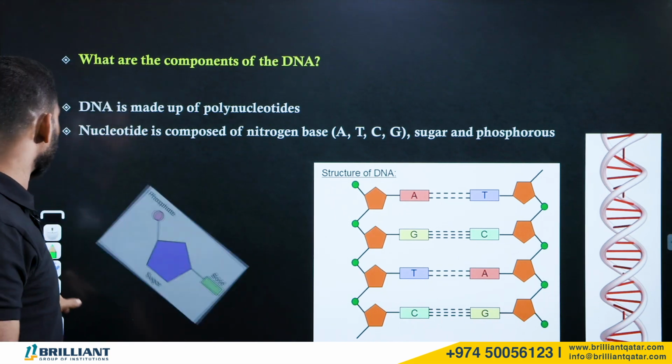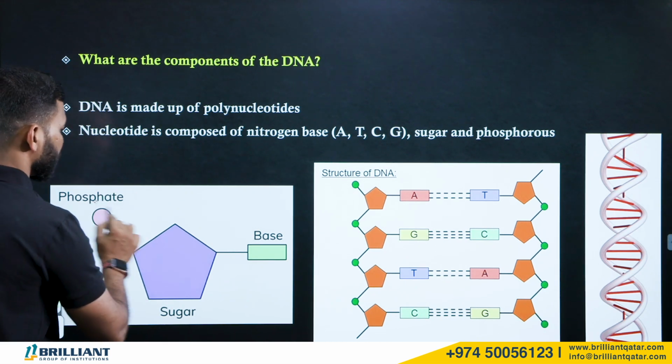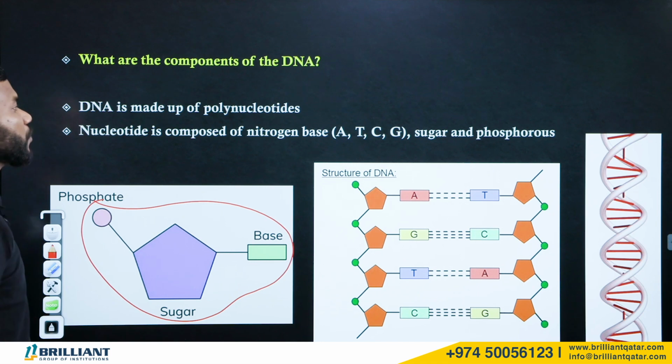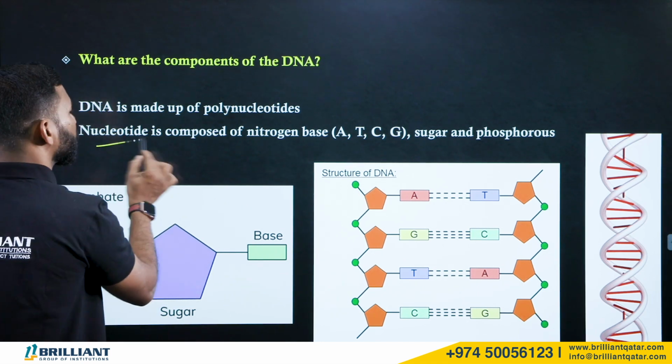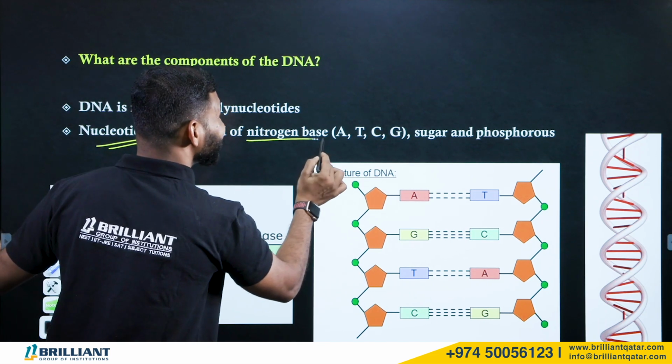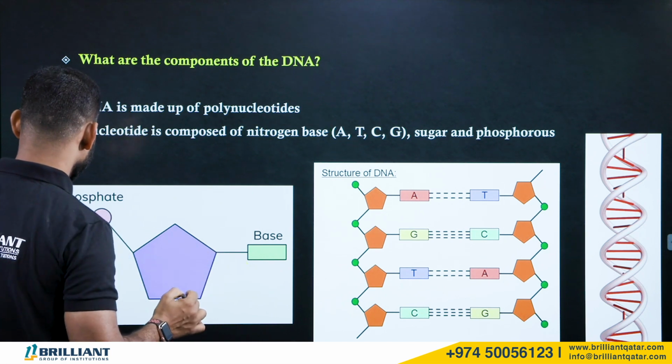Now can you see what a nucleotide is? So you may have a confusion. What is a nucleotide? This is one nucleotide, you can see. One nucleotide means what all things are there? One nucleotide is composed of a nitrogen base. Please note it down. This is the nitrogen base.